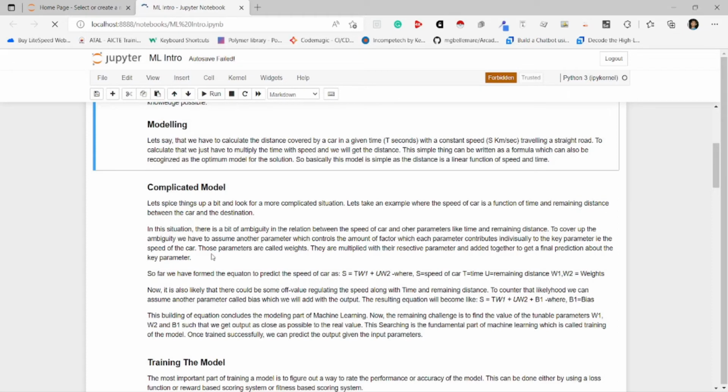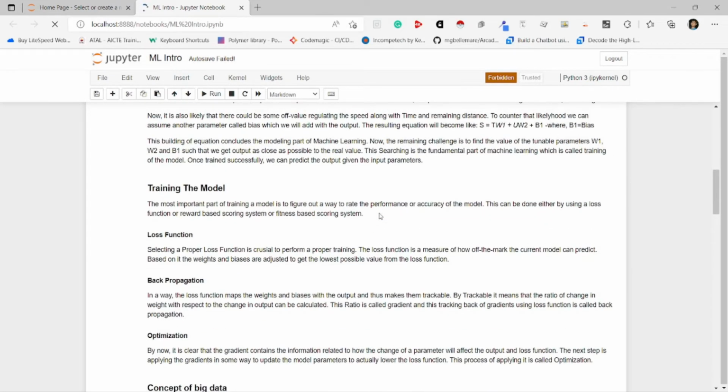Now the remaining challenge is to find the values of the tunable parameters W1, W2 and B1 such that we get the output as close as possible to the real value. This searching is the fundamental part of machine learning and is called training of the model. Once trained successfully, we can predict the output of given parameters.